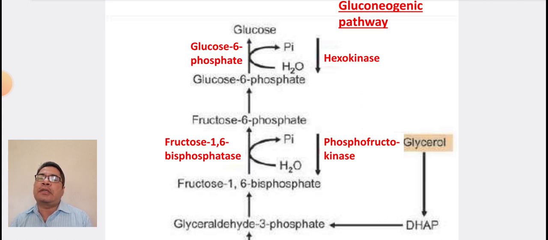In glycolysis, fructose 1,6-bisphosphate was formed from fructose 6-phosphate in the presence of the enzyme phosphofructokinase. Now in the glucogenic pathway, it forms the opposite reaction via fructose 1,6-bisphosphatase.